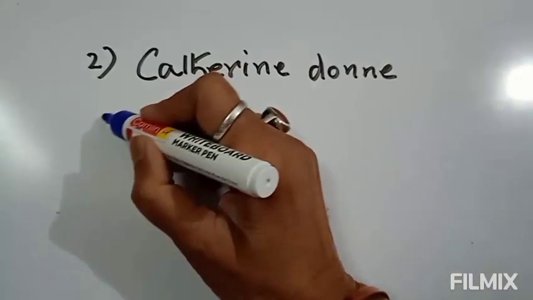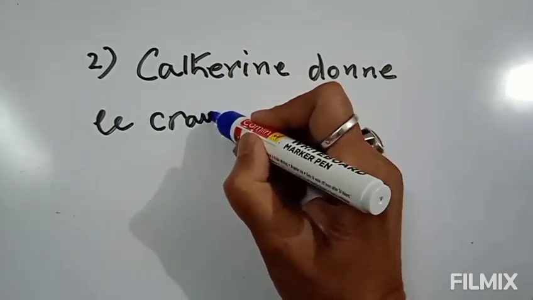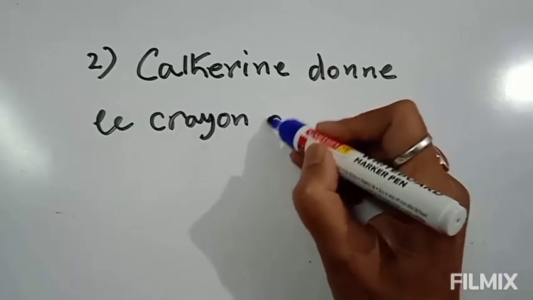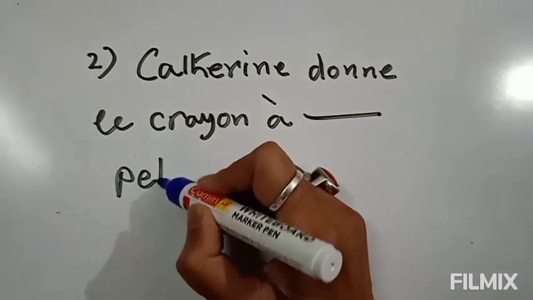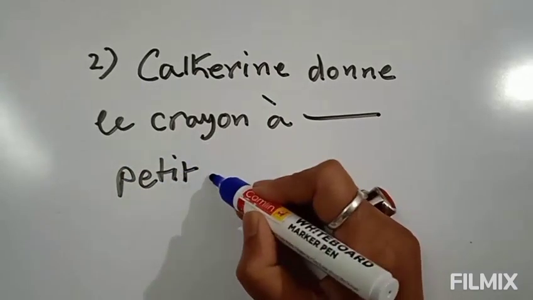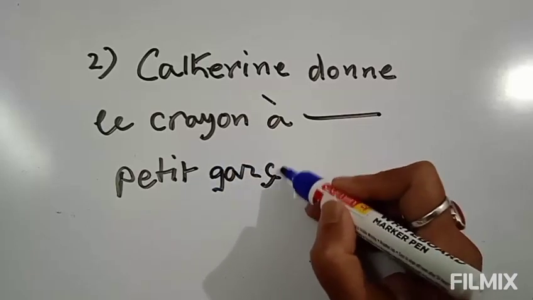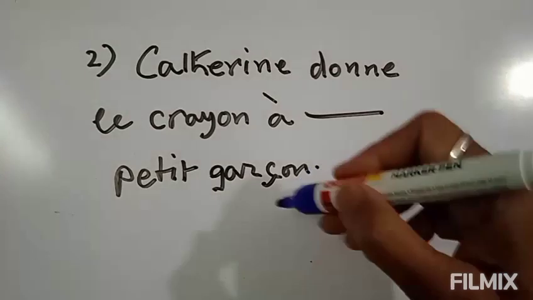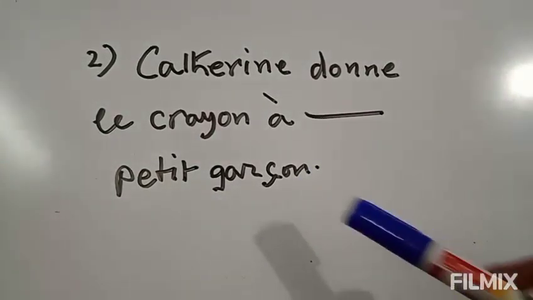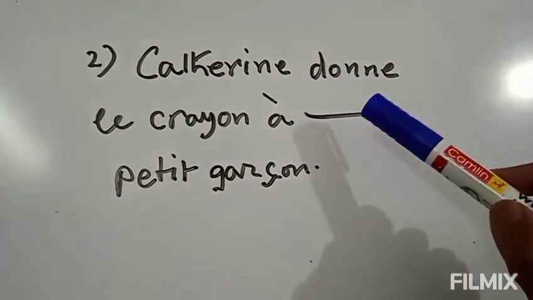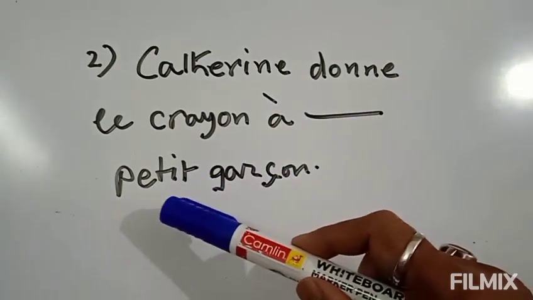Catherine donne le crayon à dash petit garçon. So what will be the appropriate or correct possessive adjective in the blank space? Catherine gives the pencil to the little boy.